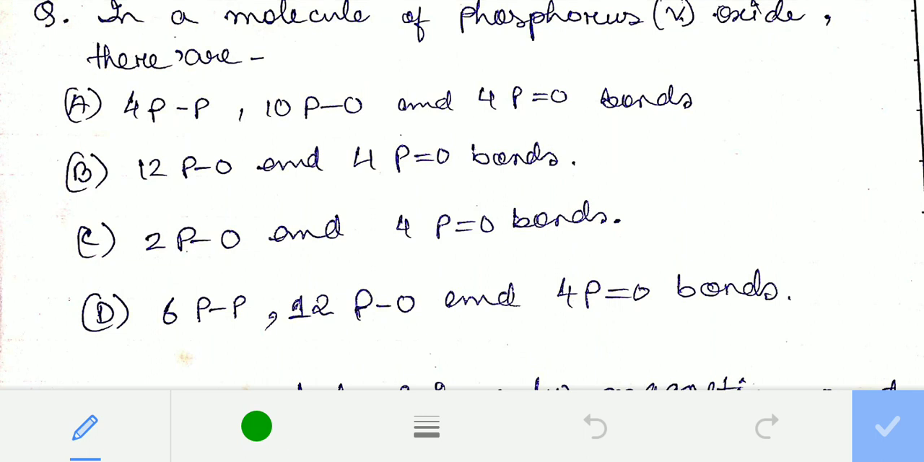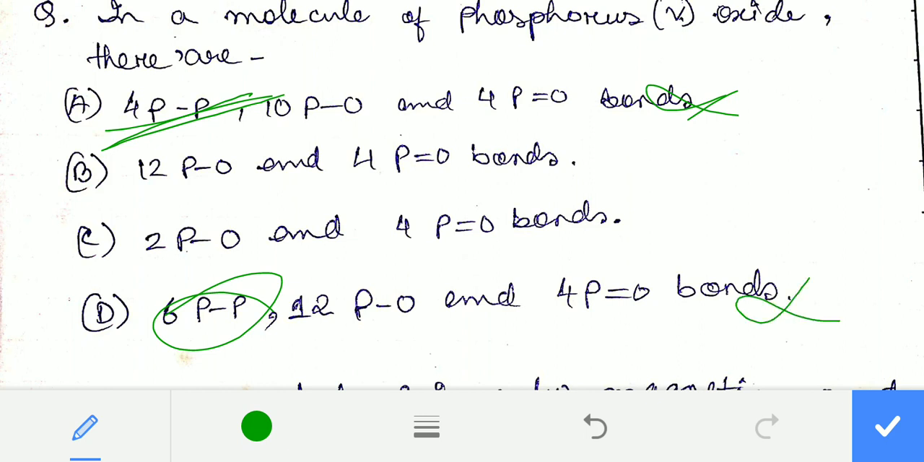So in option A, there is a given pp bond, which just does not exist in the structure of the molecule. So this is not the right option. Simply, this is not the right option. And in option D also we have a given p bond. This will also not be the right option.